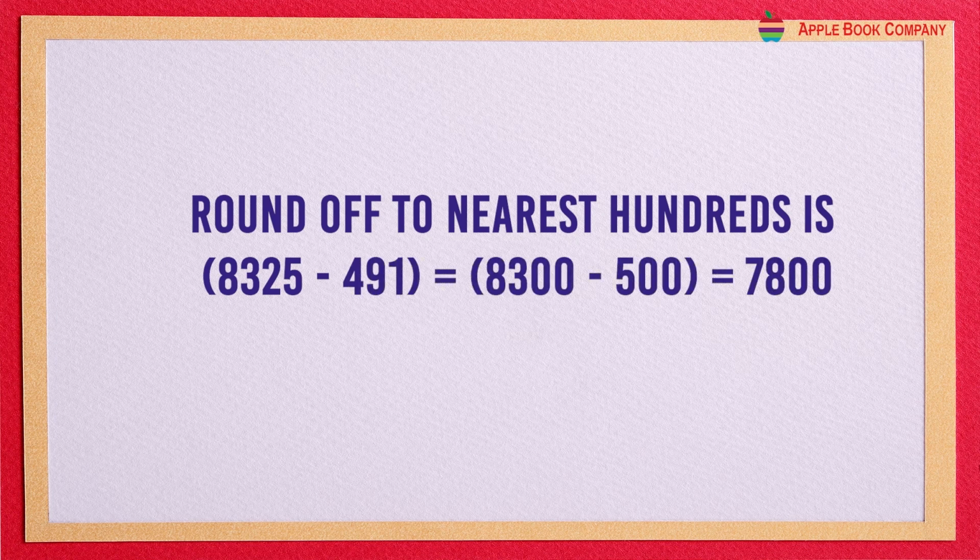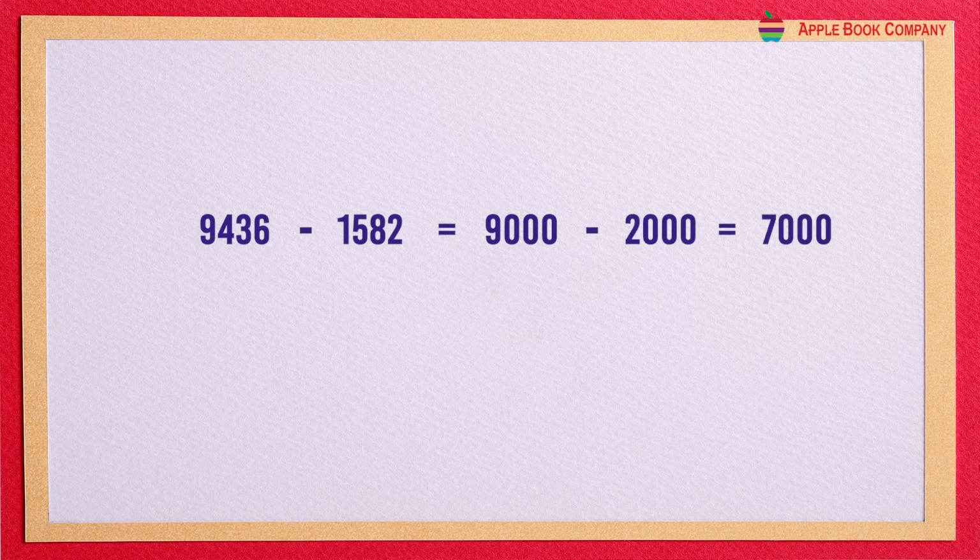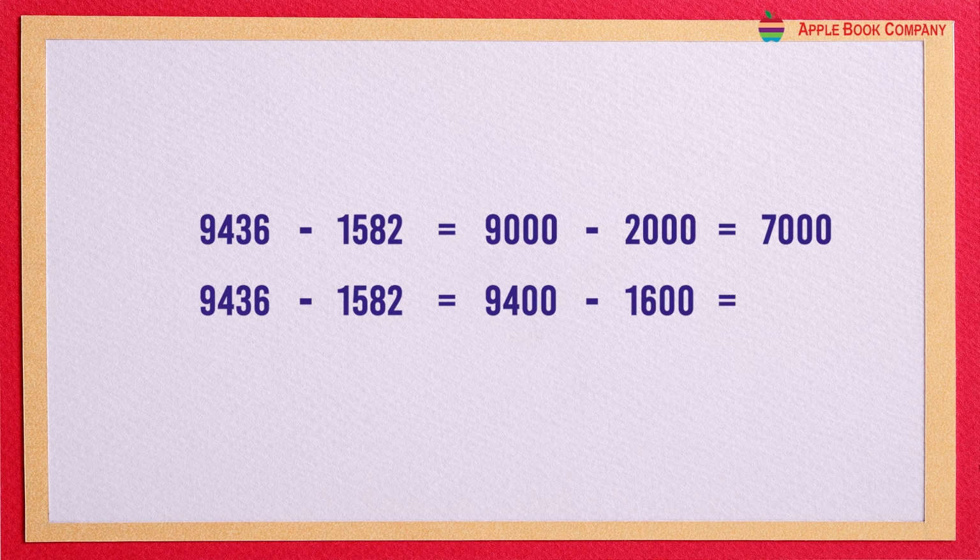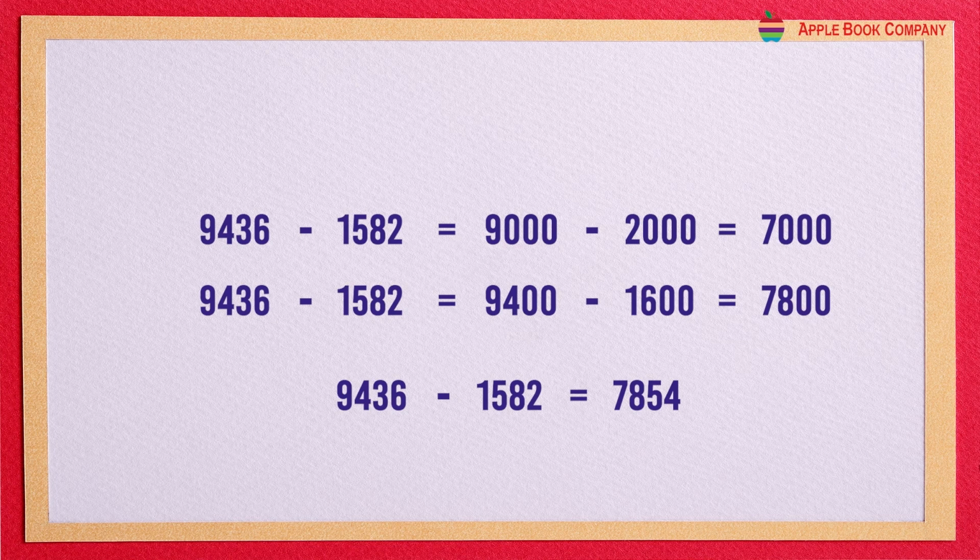Similarly, rounding off a number to hundreds gives an estimate closer to the actual sum than rounding off to the thousands. For example, 9436 minus 1582 is equal to 9000 minus 2000, which is equal to 7000. When we are doing it for the hundreds, 9436 minus 1582 becomes 9400 minus 1600, which is equal to 7800. The actual difference, 9436 minus 1582, is 7854. So that was a very close estimate compared to rounding off to thousands.